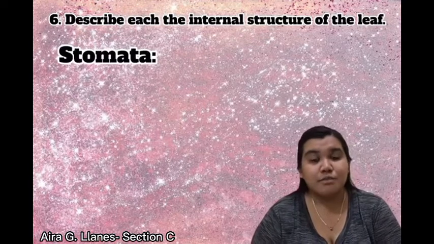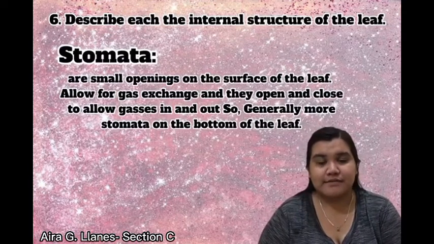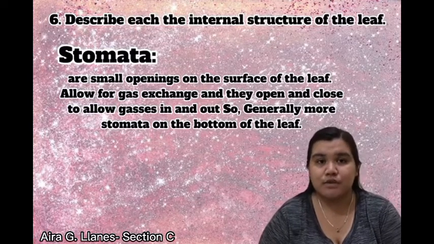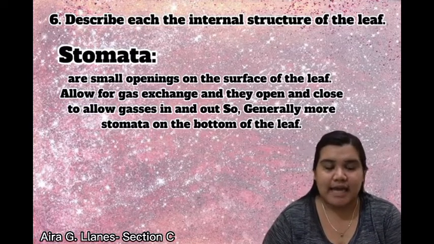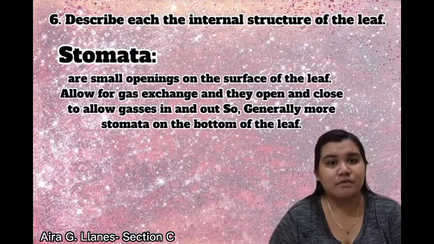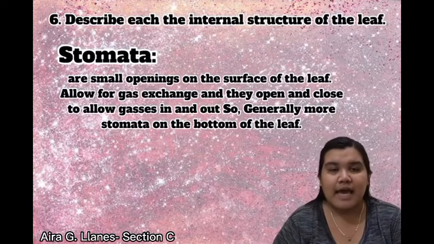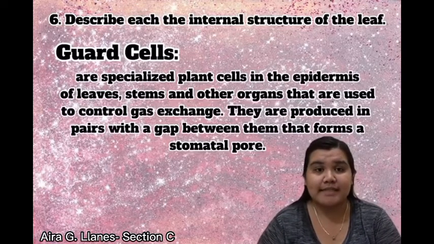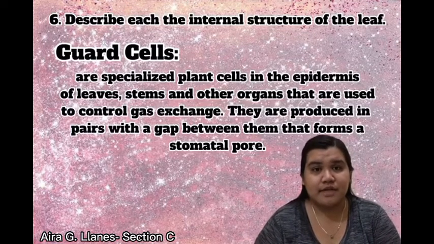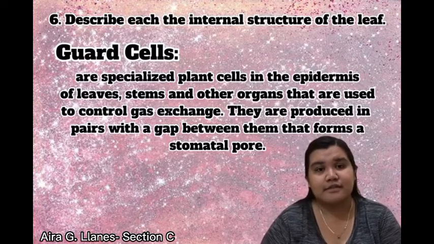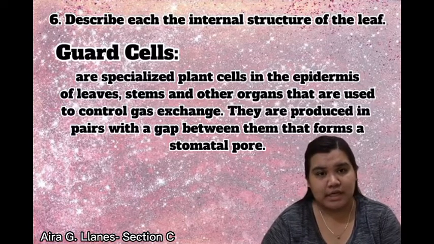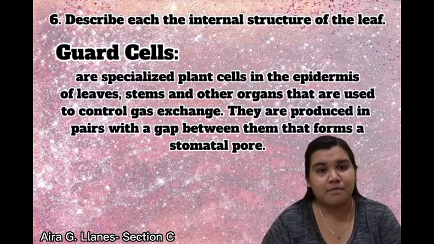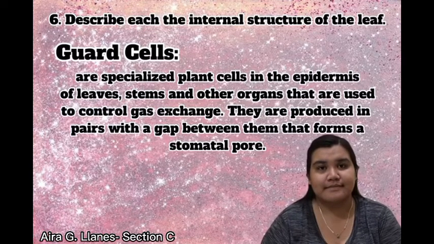Stomata are small openings on the surface of the leaf that allow for gas exchange, and they open and close to allow gases in and out. So generally there are more stomata on the bottom of the leaf. And the last is guard cells, which are specialized plant cells in the epidermis of leaves, stems, and other organs that are used to control gas exchange. They are produced in pairs with a gap between them that forms a stoma.